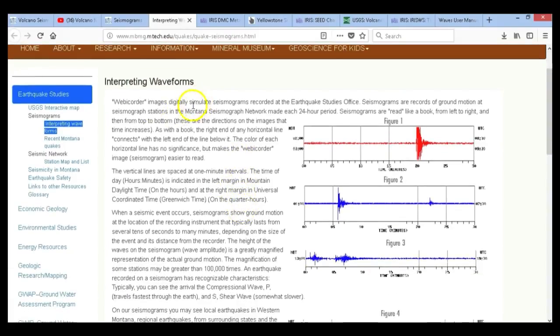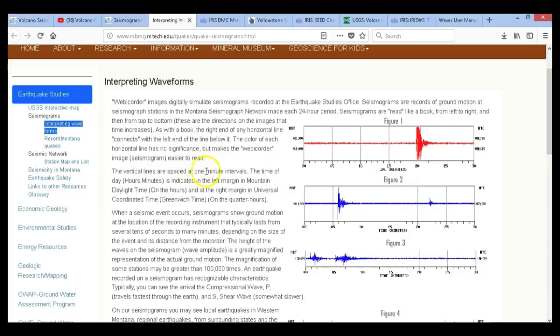Web Recorder images digitally simulate seismograms recorded at the Earthquake Studies Office. Seismograms are records of ground motion at seismograph stations in the Montana Seismograph network, made each 24-hour period. Seismograms are read like a book, from left to right, then from top to bottom, just like a book, guys. These are the directions on the images that time increases. As with a book, the right end of any horizontal line connects with the left end of the line below it. The color of each horizontal line has no significance, but makes the web recorder image, the seismogram, easier to read.